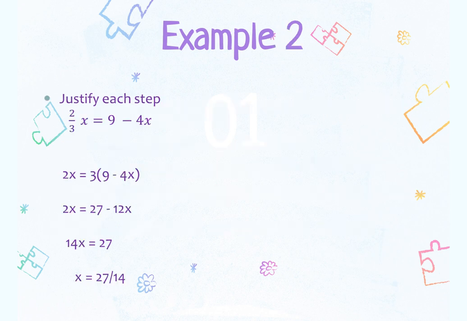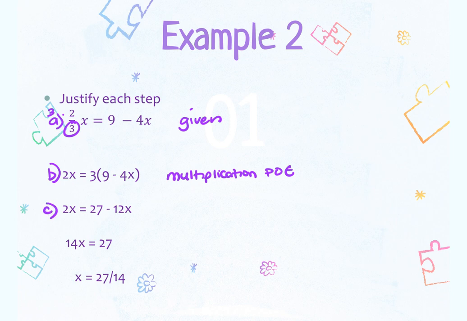All right, example 2 says to justify each step. So in this process, you're actually solving an equation and you want to justify how you got from the step before to where you're at. So this first one is going to be given to you because that's the problem that literally is given to you. Then from that step to the second step, you got rid of the denominator here, so we multiplied by 3. This is the multiplication property of equality. C, we went from here to here, and we distributed that 3. So this is distributive.